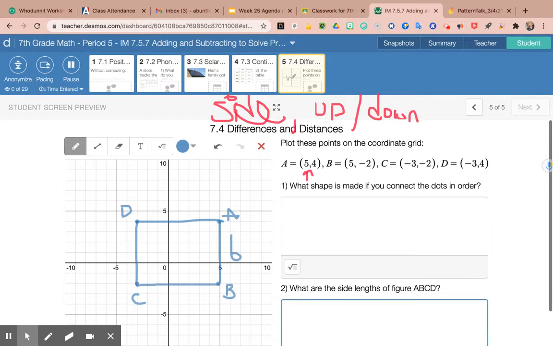And that's it. This is just a little review of coordinate points so that we don't forget. When you're done, don't forget to turn it in, and have a great rest of your day.